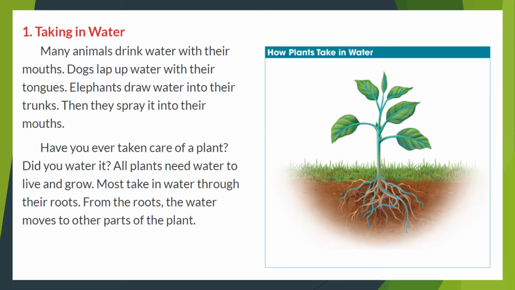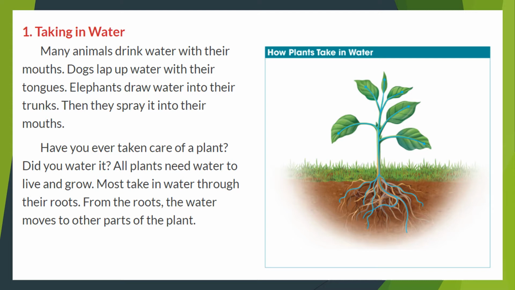Number 1, taking in water. On the picture, it says how plants take in water. Many animals drink water with their mouths. Dogs lap up water with their tongues. Elephants draw water into their trunks, then they spray it into their mouths. So they're not actually drinking with their trunks. It's like them picking it up. It's kind of like how we pour water into a glass and then pour that into our mouth. They suck it up into their nose and then pour it into their mouth.